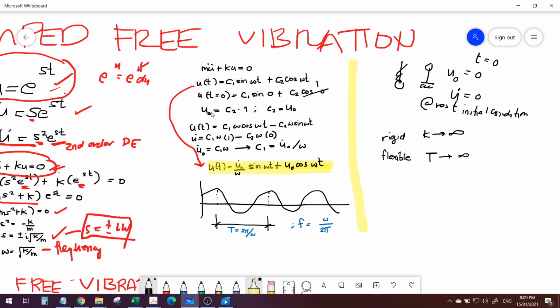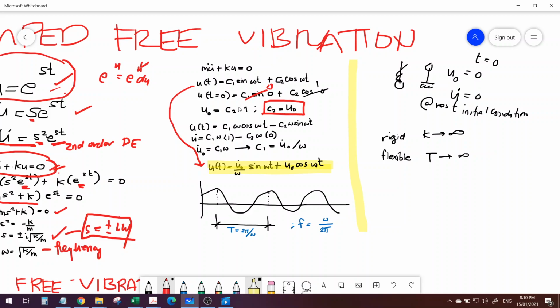Therefore, u naught, or initial u, is equal to C2 times 1, because the sine term is 0. So what remains is u naught equals C2 times 1, and therefore C2 is equal to u naught. Then, as we did earlier, get the first derivative.